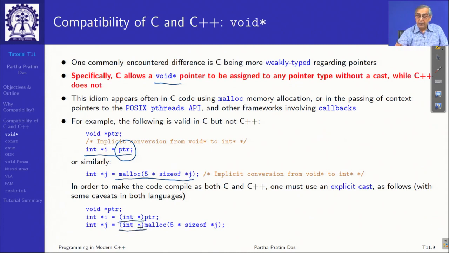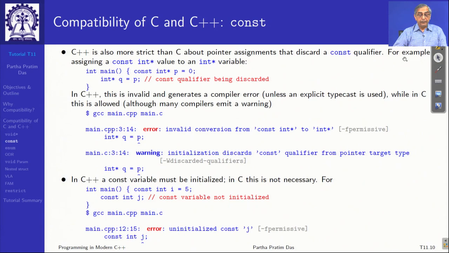So, this is the first and very commonly used feature that we use everywhere, in malloc, in the context of say the POSIX thread library, in different callback frameworks and so on. The second is the use of const. C++ is a lot more strict in its use of const.